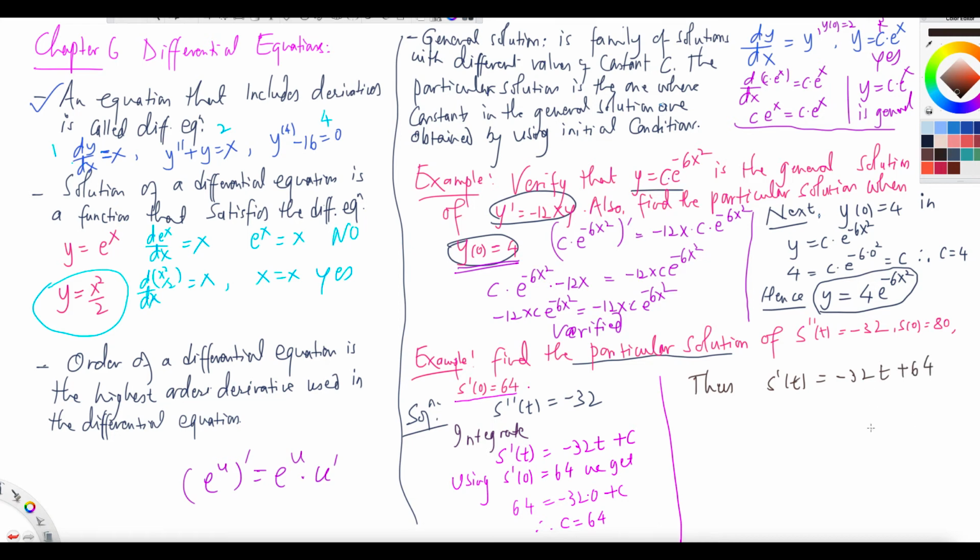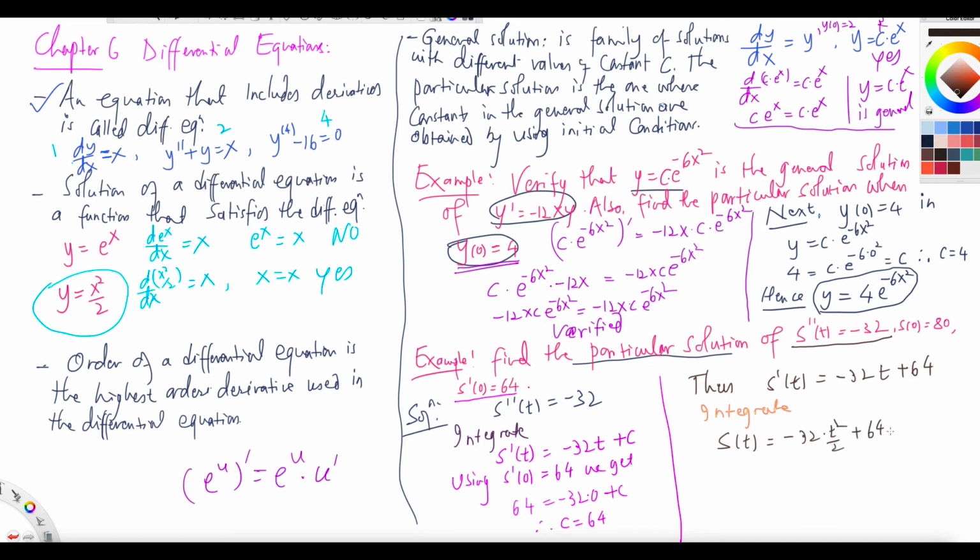That's what we get. Now we need to solve this equation for s(t). We need to find the value of s(t), so we need to integrate again. If you integrate the left side, you will get just s(t), right? And on the right side, what is the integral of negative 32t? Negative 32 times t squared over 2, right?